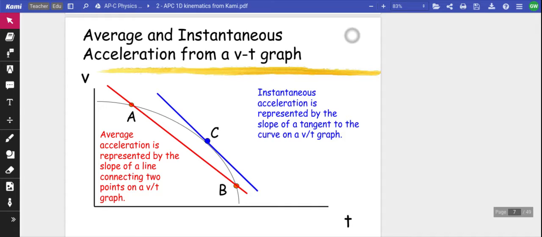If we have a velocity time graph, the slope of a line will be an acceleration. The slope of the line connecting A and B will be the average acceleration between A and B. And the slope of the tangent line at point C is the instantaneous acceleration at point C. Those two things are different. The average acceleration between A and B is different from the instantaneous acceleration at C.